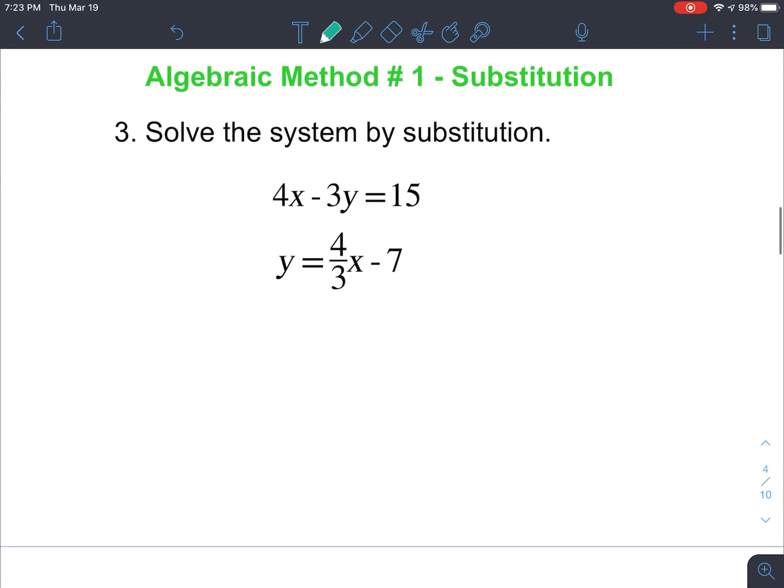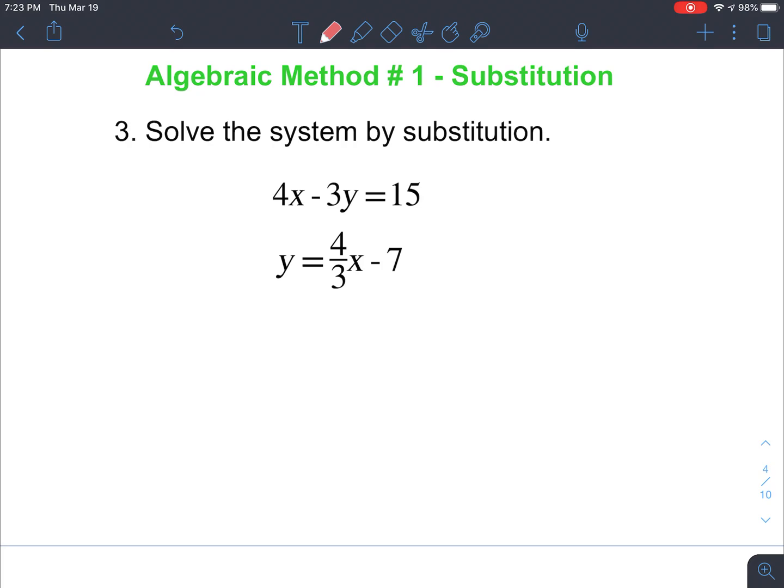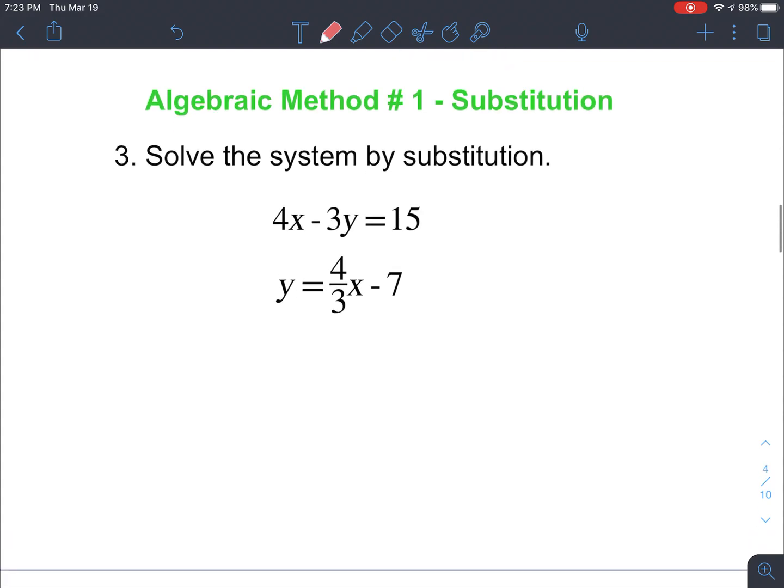Now, there are some unique cases that can occur. Okay, so you won't know it's a unique case until you're in the process of solving it. So the directions just tell me solve the system by substitution. So I'm just going to follow the rules that I know, which is: is one of my variables solved for? Yes. Can I substitute that into the other equation? Yes. So I'm going to take this 4/3 x minus 7 and plug it in for y into the first equation: 4x minus 3 times 4 over 3x minus 7 equal to 15.